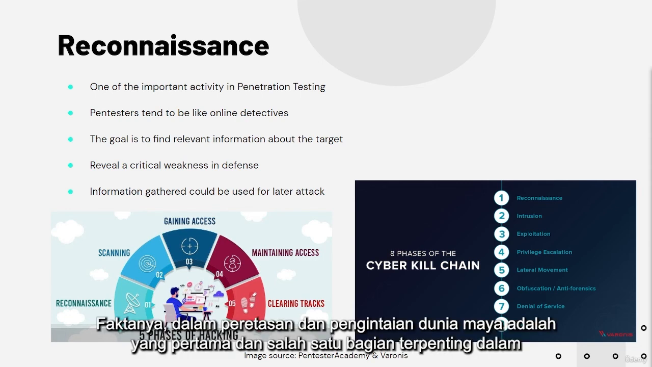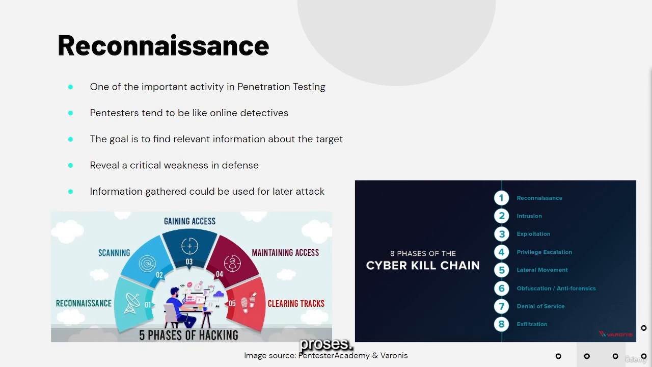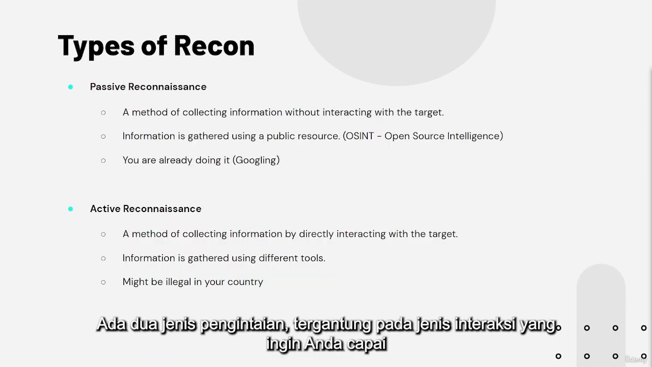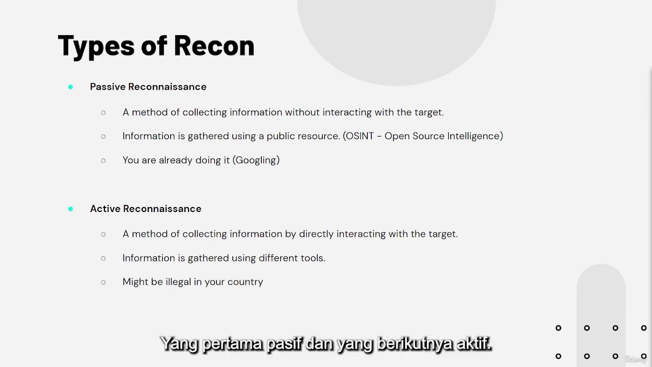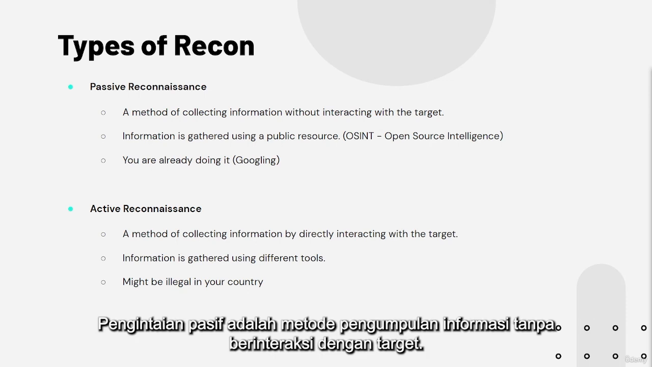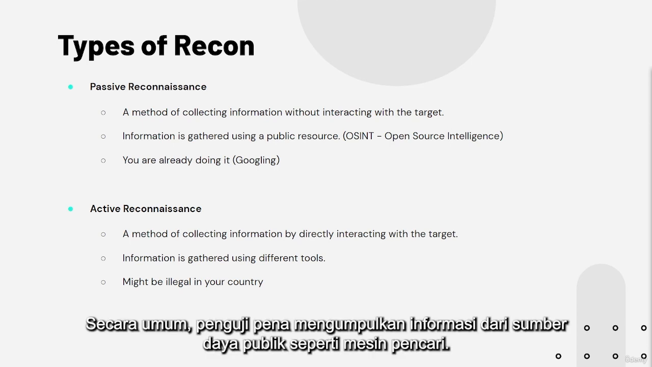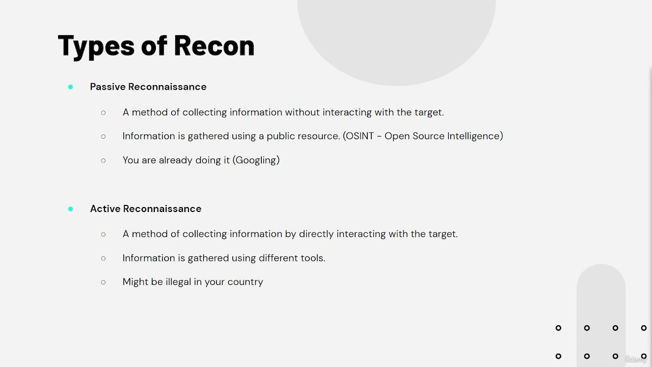In fact, in hacking and in the cyber kill chain, reconnaissance is the first and one of the most important pieces in the process. There are two types of reconnaissance depending on the type of interaction you want to achieve with the target asset. The first one is passive, and the next one is active. Passive reconnaissance is a method of collecting information without interacting with the target. In general, pen testers gather information from public resources like search engines.